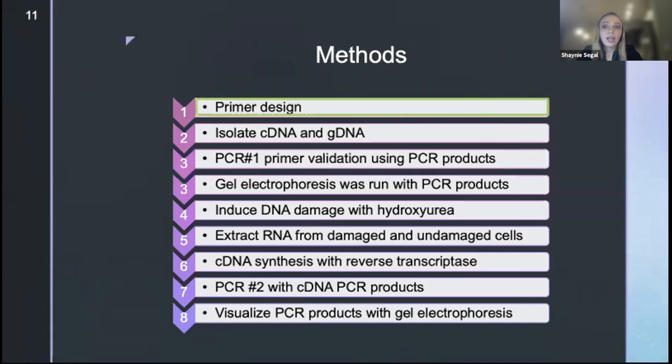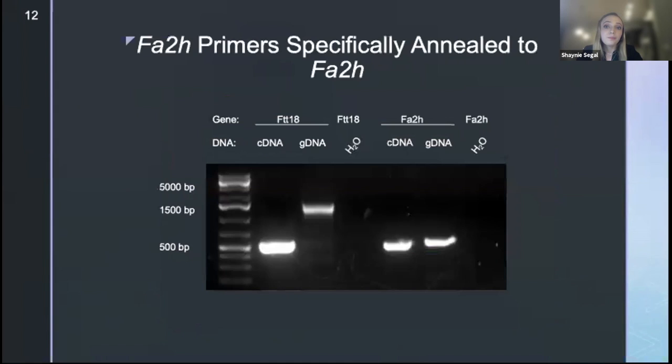So the primers were designed, and then I isolated the cDNA and the gDNA with these primers, and then we ran a PCR, and then the PCR products from the primer validation experiment were run on a gel electrophoresis. So this gel was looking at if the primer specifically annealed to Fa2H and could be used in further experiments.